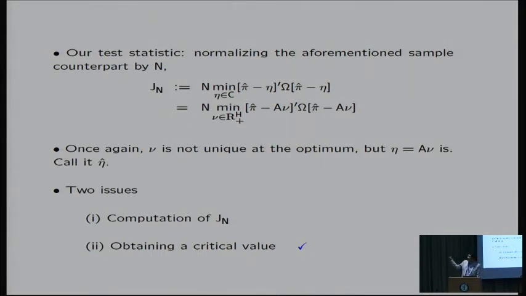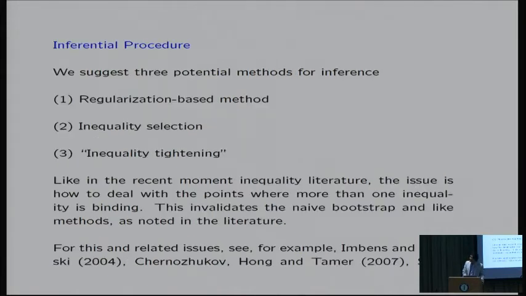But on the other hand, getting the matrix can be very difficult when there are a bunch of budget sets. So there's a computational issue of how to calculate this, but again, I ignore that. And so I just focus today on how to get a critical value for this thing. And there are many ways of doing it.